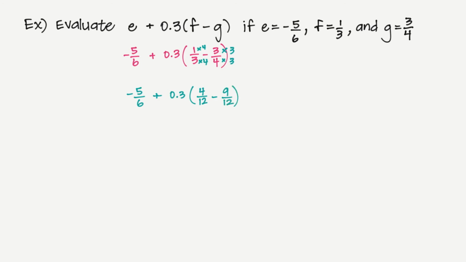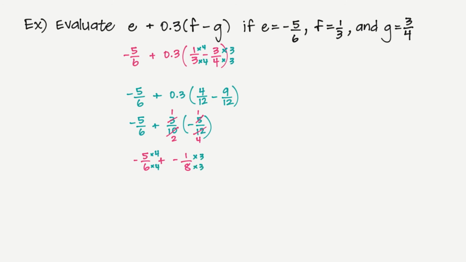Okay? And now when I rewrite this again, I'm going to actually change that decimal 0.3 to 3/10. And 4 minus 9 is -5, so that's -5/12. And now I can cross cancel the 3 and the 12, and also the 5 and the 10. So that's going to give me, when I multiply those, -1/8.